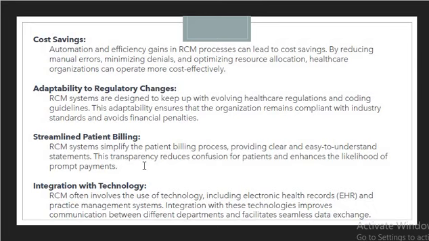So all these factors are somewhere helping in cost saving, because if there is a smaller number of errors, for sure cost will be improved. If there are fewer denials, for sure the cost will reduce. And optimized resource allocation also helps us to save our costs, which makes it easier for the organization to operate more cost effectively.